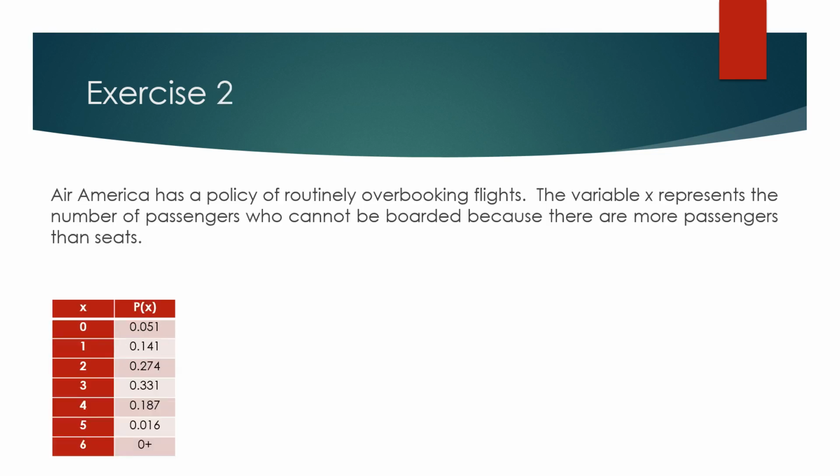The second example, Air America has a policy of routinely overbooking flights. The variable X represents the number of passengers who cannot be boarded because there are more passengers than seats. This is actually something that airlines do for almost every single flight. They overbook the flight because there's a certain chance that a person will not show.